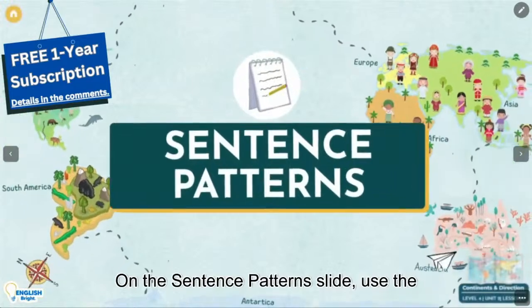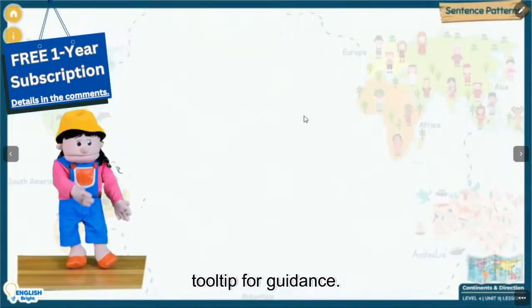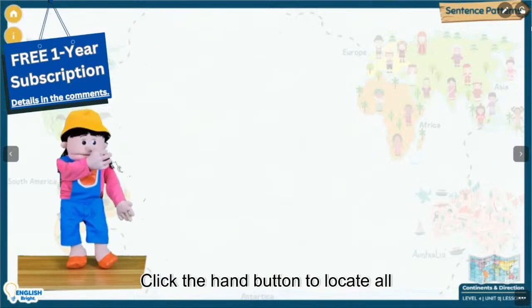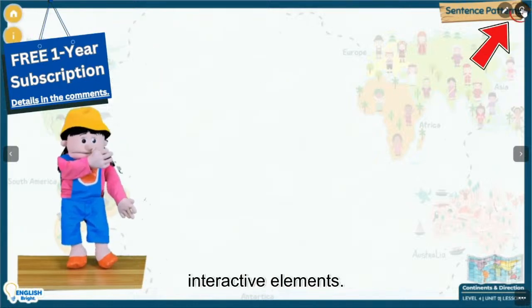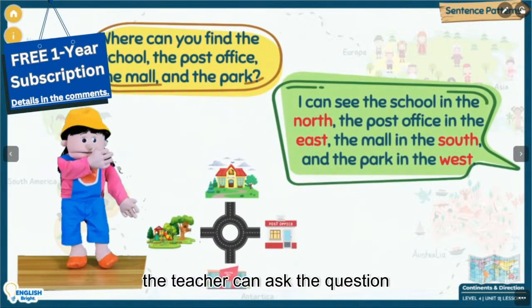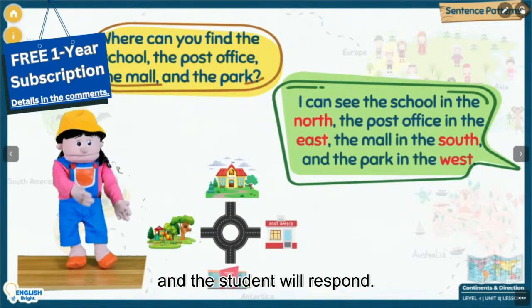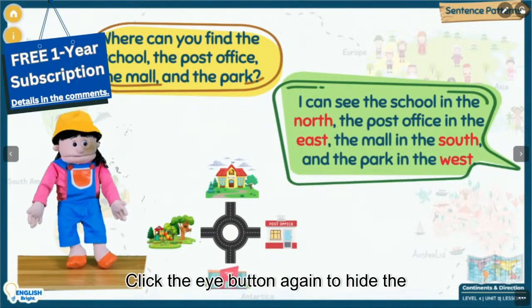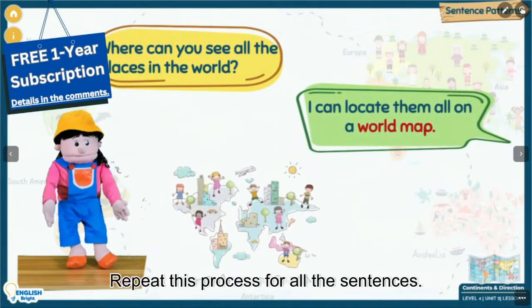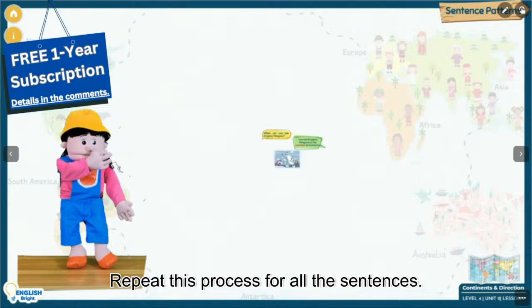On the sentence pattern slide, use the tooltip for guidance. Click the hand button to locate all interactive elements. Then, click the I buttons to reveal the sentences. After a sentence is revealed, the teacher can ask the question, and the student will respond. Click the I button again to hide the sentence before moving to the next. Repeat this process for all the sentences.